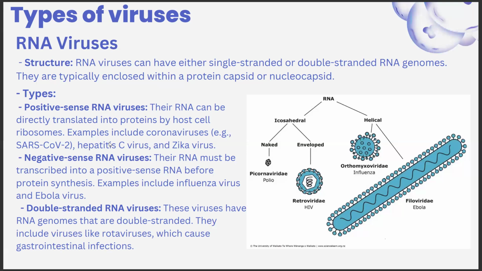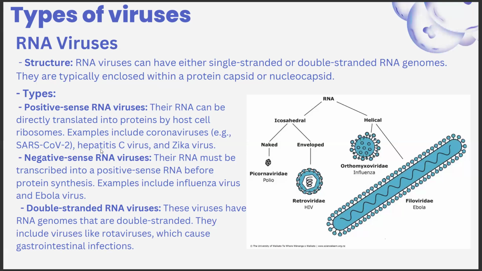Positive sense RNA virus. They can be directly translated into proteins by the host cell ribosome. Examples include coronavirus, hepatitis C virus, and Zika virus. Negative sense RNA virus. Their RNA must be transcribed into a positive sense RNA before protein synthesis. Examples include influenza virus and Ebola virus.